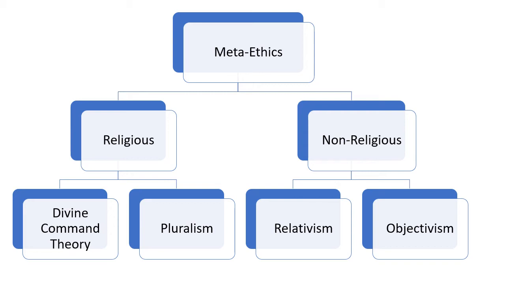And what I think is interesting is that these kind of correlate to each other. So divine command theory has a lot of the same ideas that objectivism has, and pluralism and relativism sometimes are confused for each other. They're so similar. But in looking at it, I want to make one of the main differences that we're going to look at in metaethics, the difference between the religious kind of metaethics and non-religious metaethics.